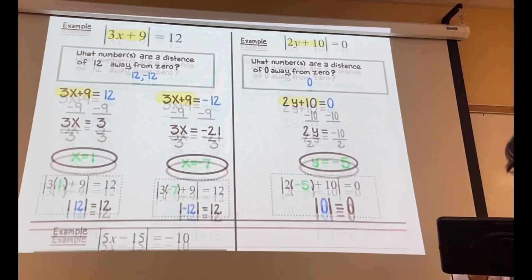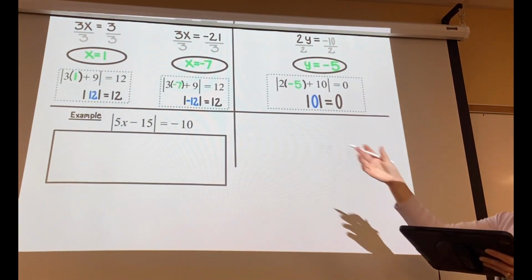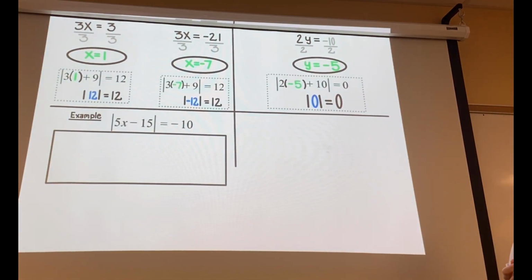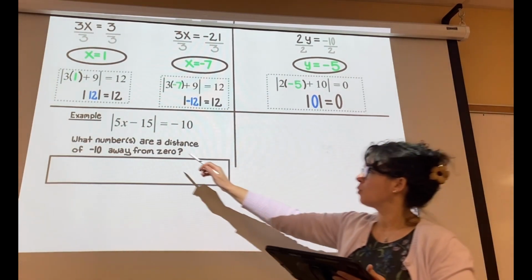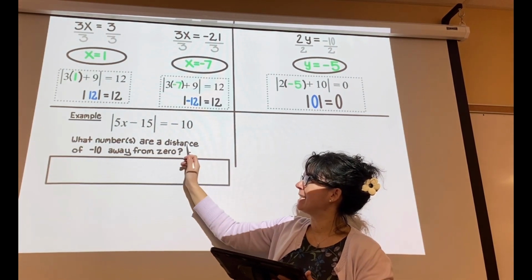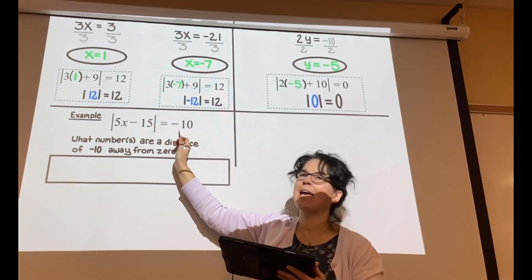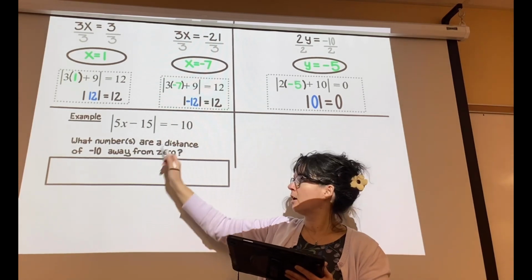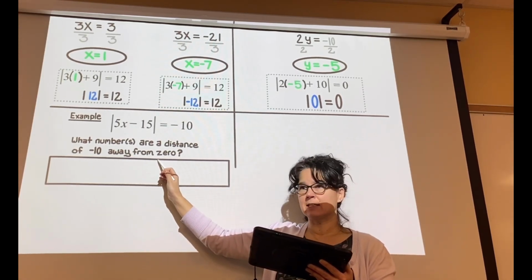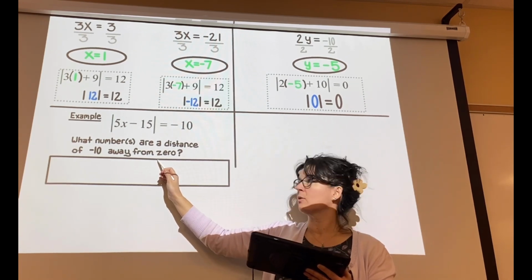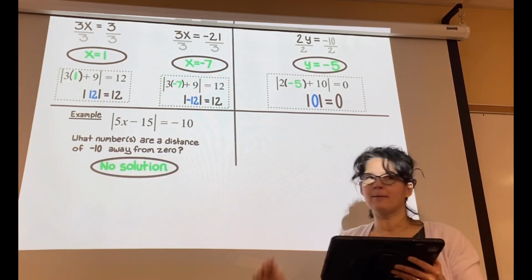The one you have to be careful of is this one. The absolute value is already by itself, which is good. But the meaning is, what number or numbers are a distance of negative 10 away from 0? So can distance be negative? No. So this one is just, yep, no solution.